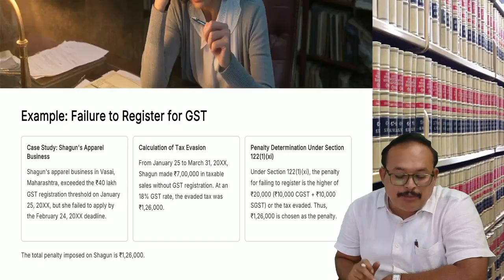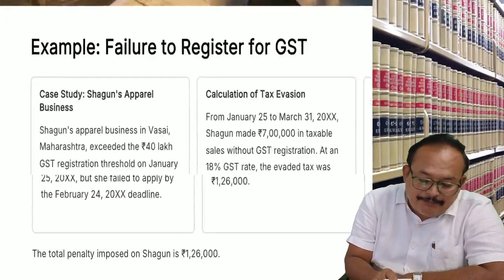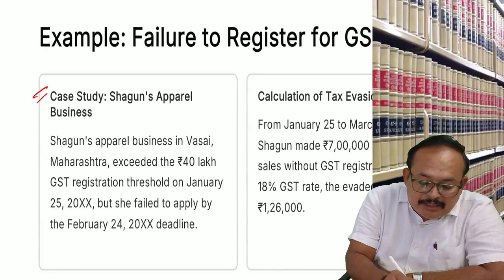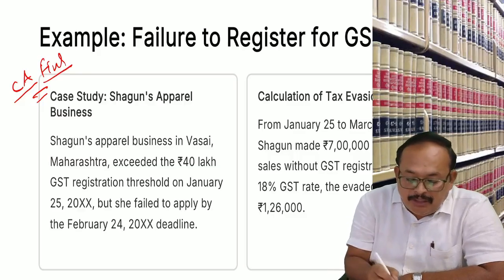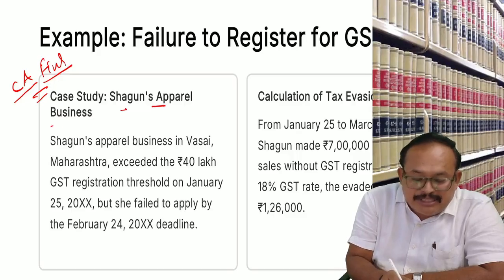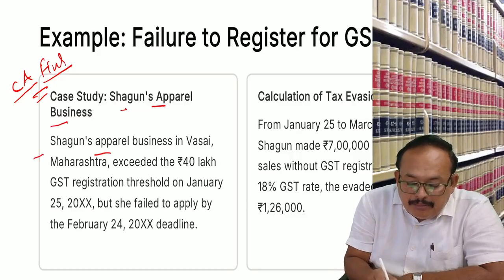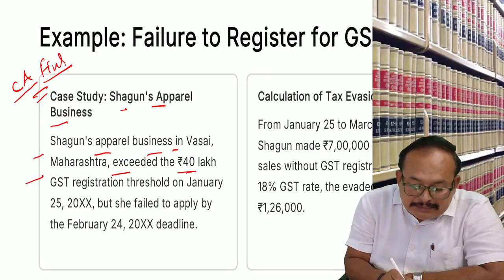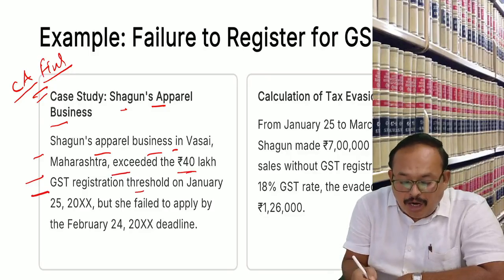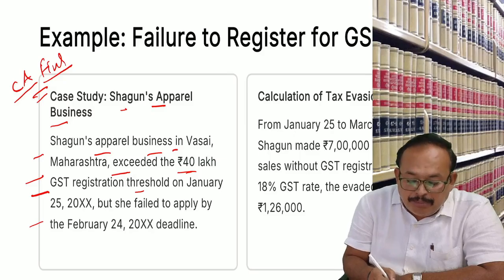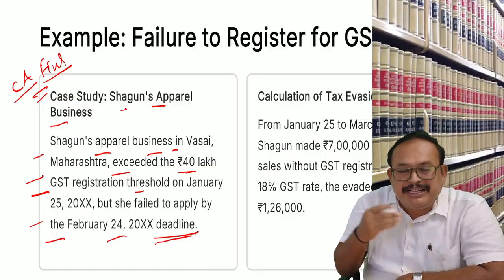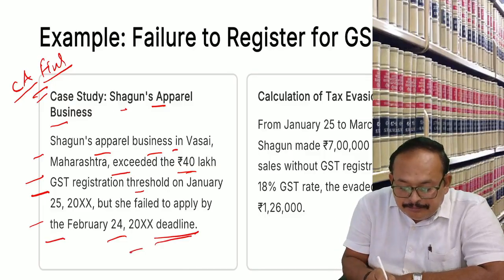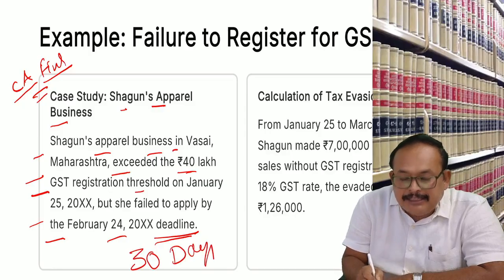Now, with one example, one case study. This case study is a CA Final IDT paper question. Shagun Apparel's business: what happened? Shagun's apparel business in Vasai, Maharashtra exceeded the 40 lakhs GST registration threshold limit on January 25th, but failed to apply by the February 24 deadline. Why? What deadline? From the date of crossing the limit, within 30 days apply for registration.